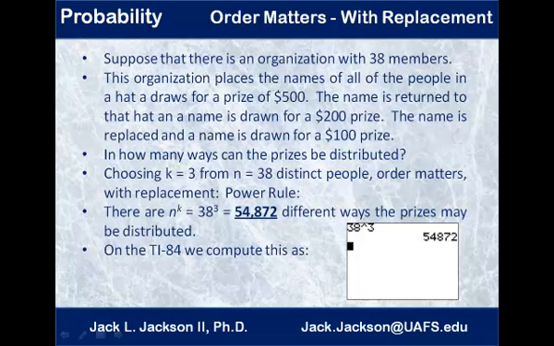Well, this is exactly like the last example that we just did. It's going to use this power rule. Notice that we're choosing K equals 3 items from a group of N equals 38 items, people in this case. The order matters. It's done with replacement, so repeats are allowed. So this is just a power rule. 38 choices for the first prize. Each one of those, there's 38 for the second, and each one of those combinations, there's 38 for the third. So we're just multiplying those together, or we're using our power rule. 38 to the third power, that's N to the K. And that's 54,872 different ways the prizes may be distributed.